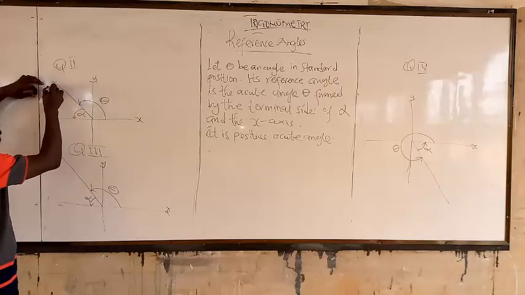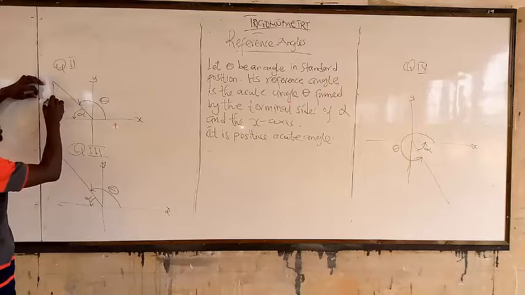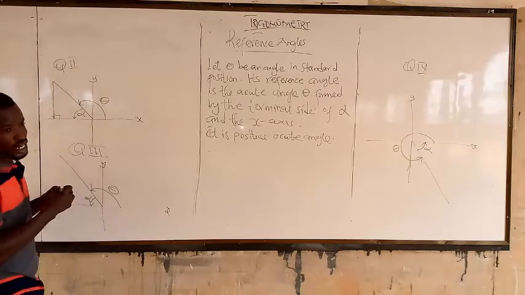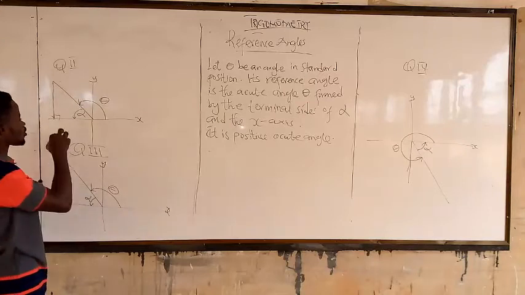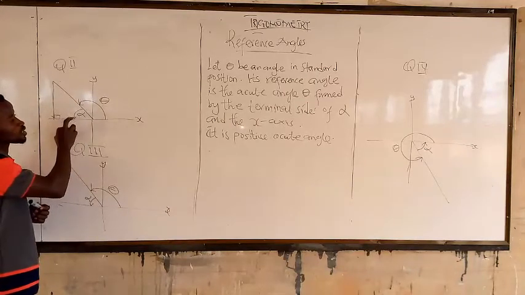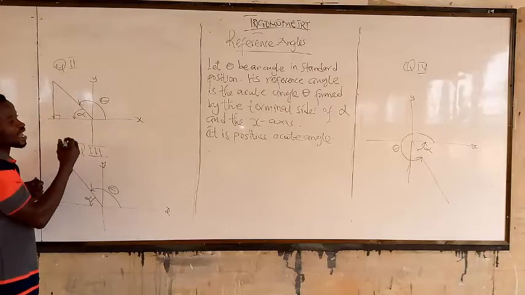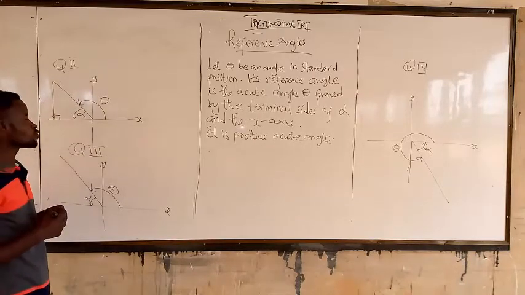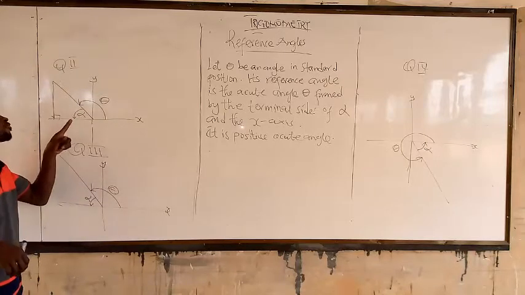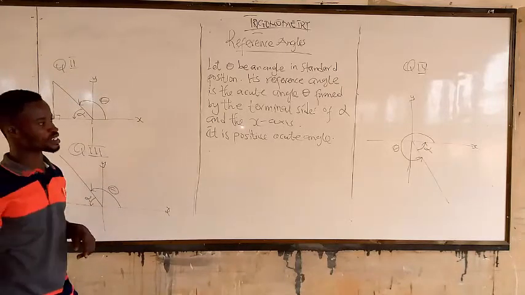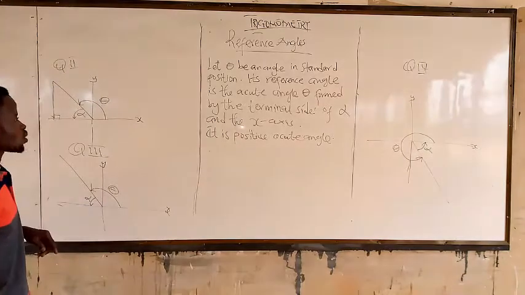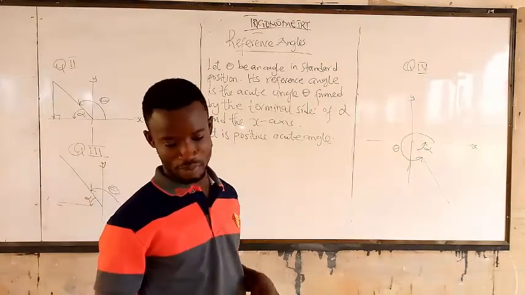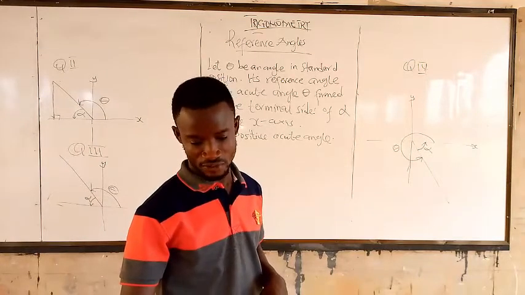And the angle always makes with the what? The x-axis, the right angle triangle. The angle always makes with the x-axis. It will not form here, it will rather form here. So that is what we mean by that. So the alpha here is what we are saying is a reference angle.